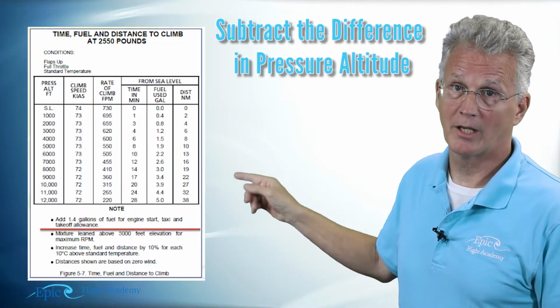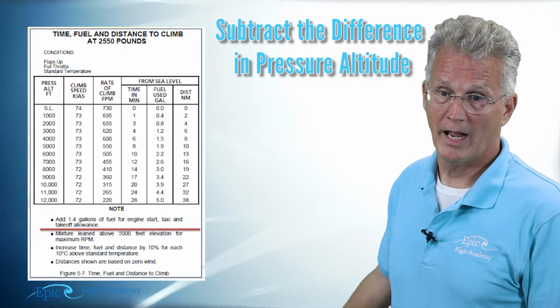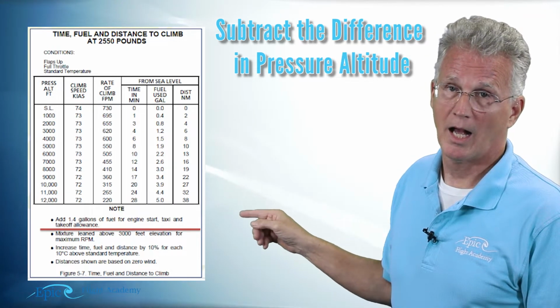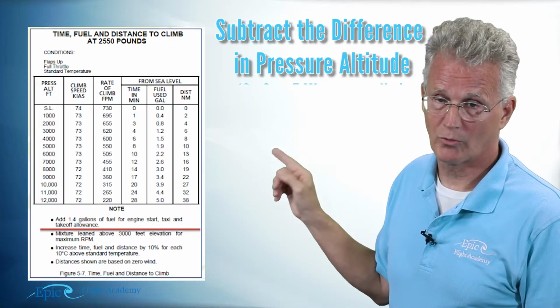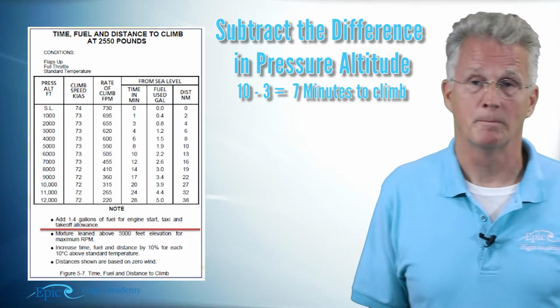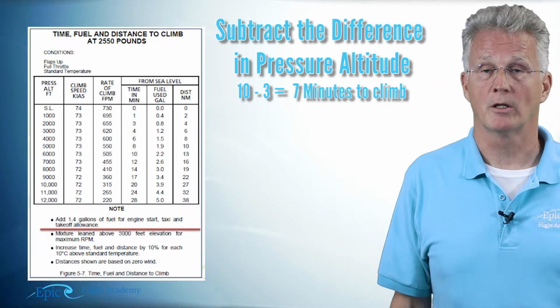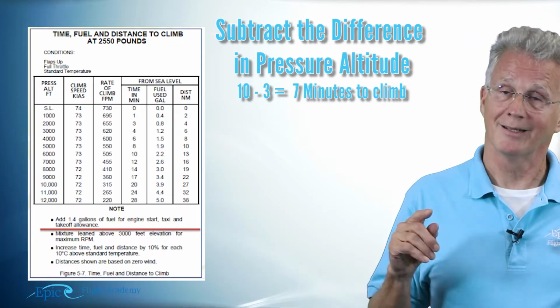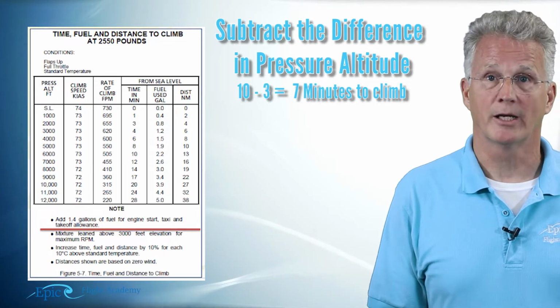So let's look at the time column. At 6,000 feet, it's 10 minutes. I'm going to subtract that 3 minutes at 2,000 feet. So how long did it really take me to climb from 2,000 to 6,000? And if you said 7 minutes, you're exactly correct.